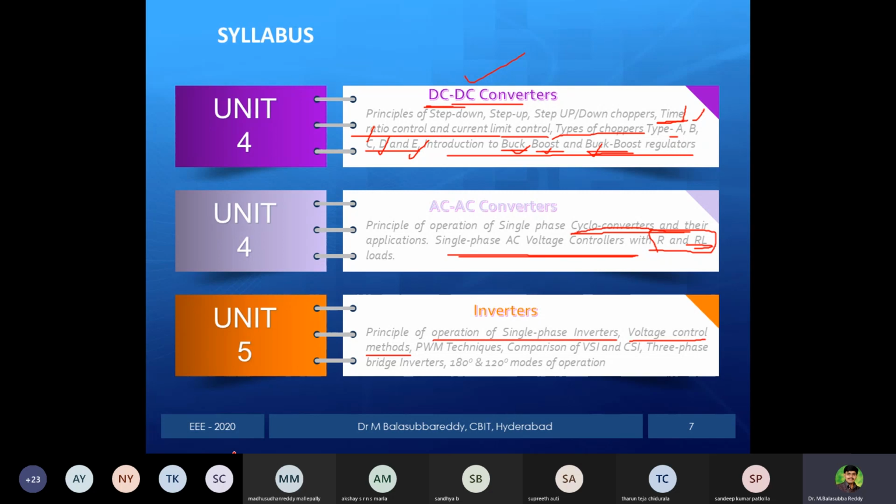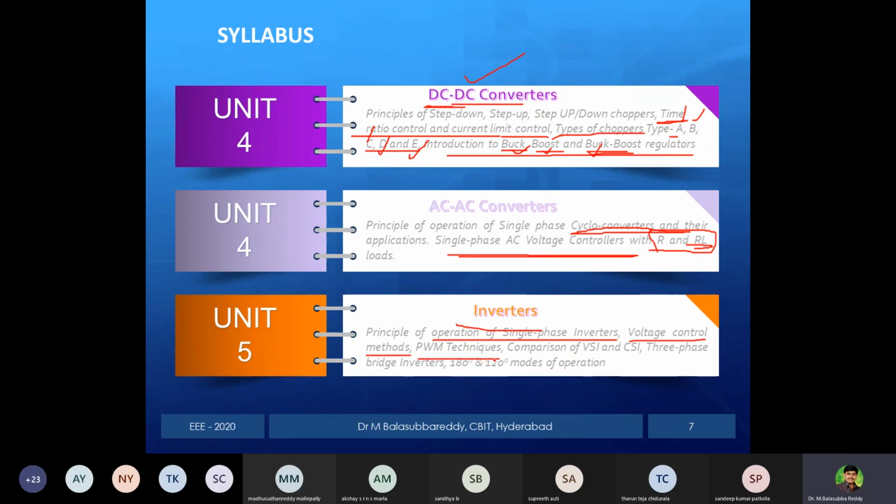But whereas the internal control technique, that is the PWM technique, pulse width modulation. In that there is a division again: sinusoidal pulse width modulation, single pulse width modulation, multi pulse width modulation. Like that, different techniques are available to control the output voltage of an inverter, and this is the pulse width modulation technique.